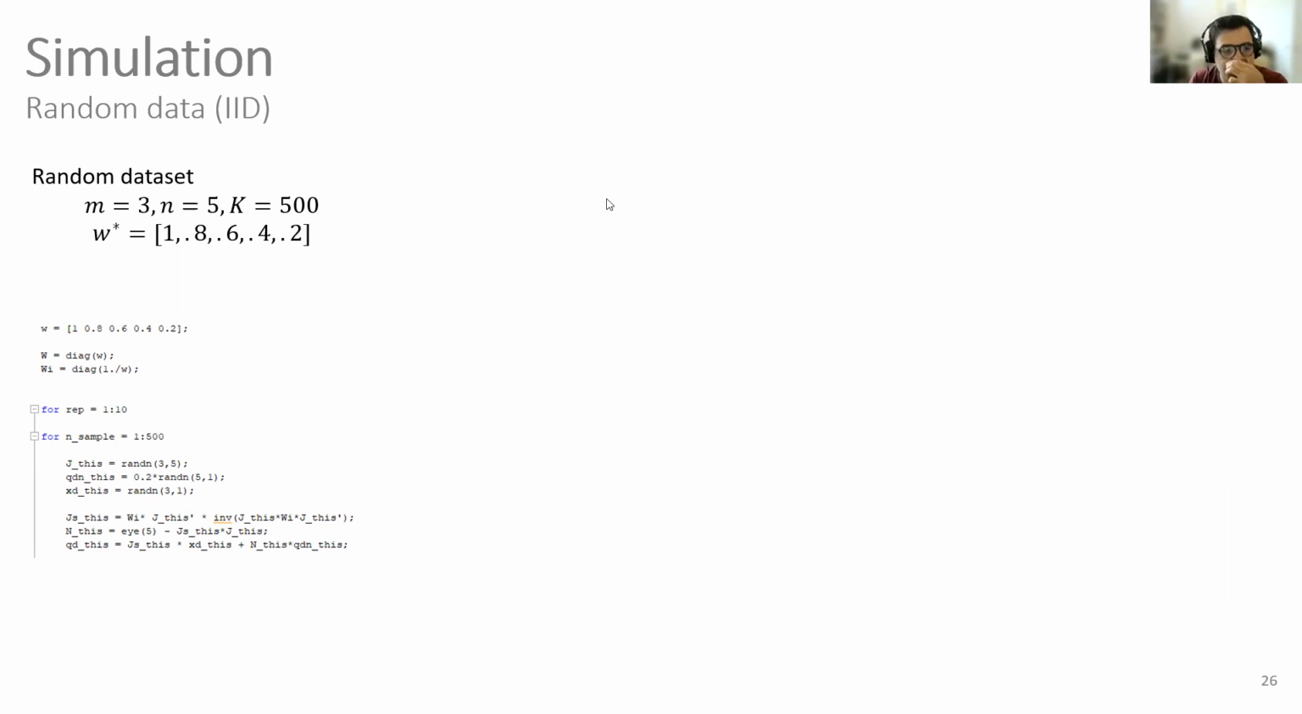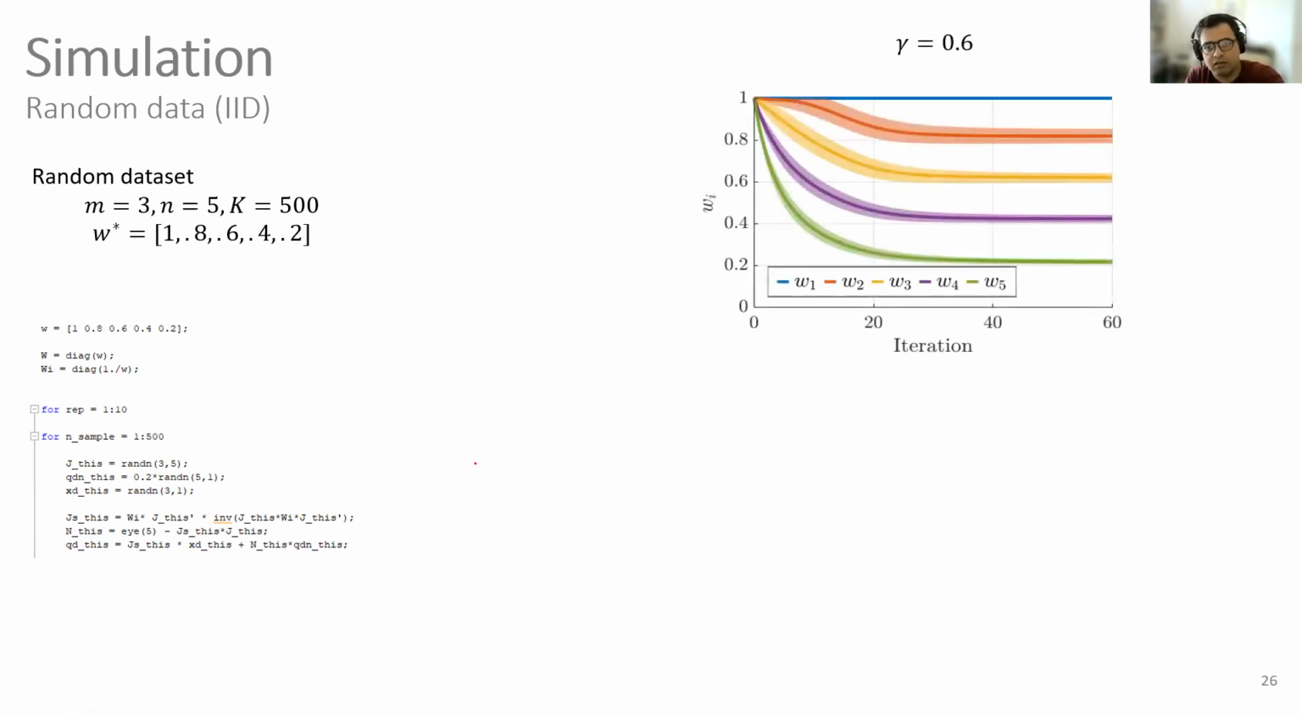I'm going to show the result of some random data set. So I picked a simple case where the task is three-dimensional. There are 5 joints. I generated 5 data points in a completely random way with some known weights that are descending from one. And this is the result of the optimization. They converge to these values. I repeated this many times to get also this confidence interval. So the result is satisfactory.